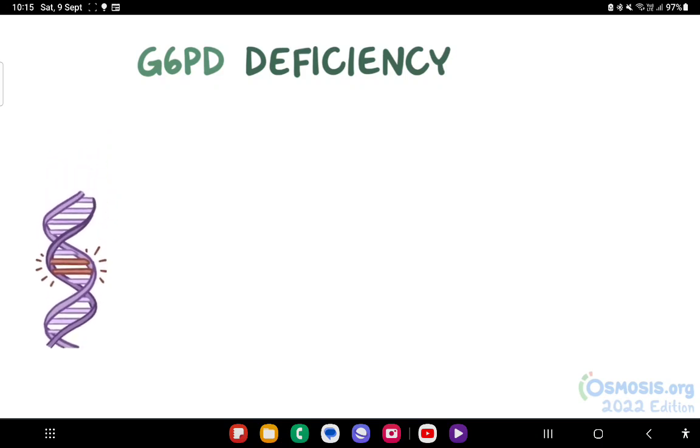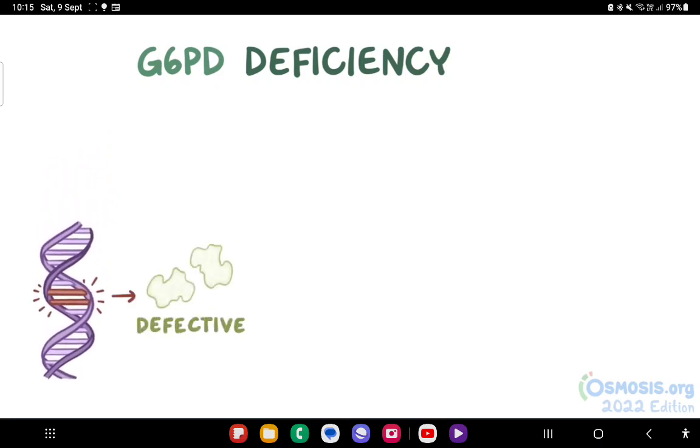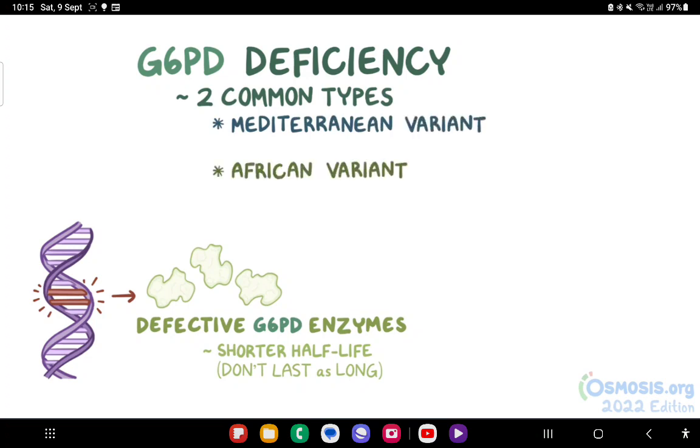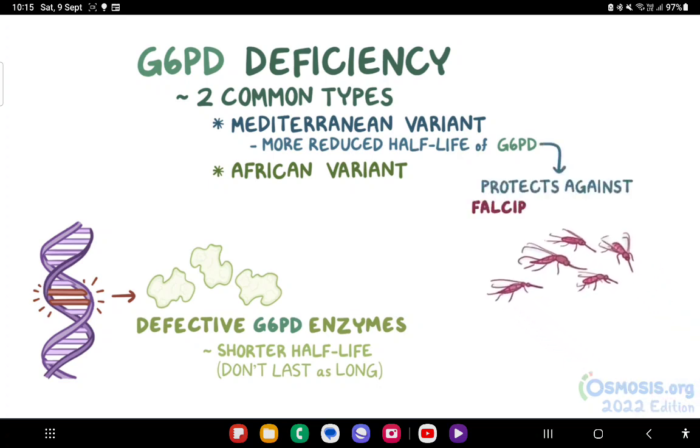The G6PD mutations can cause defective G6PD enzymes to be produced, and these have a shorter half-life, meaning they don't last as long as the normal enzymes. There are two common types of G6PD deficiency, a Mediterranean and an African variant. The Mediterranean variant is characterized by a more markedly reduced half-life of G6PD. Now, sometimes this can actually be an advantage, since it provides protection against falciparum malaria.